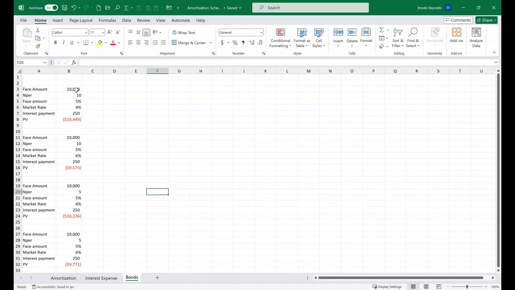And then bonds, you can see face amount, and then you can go and number of periods is 10, face amount is 5%, market rate is 4%. So if you were to sell that bond, if you had a $10,000 face amount bond and you got it with a 5% interest rate, you're going to discount those cash flow payments, and so you could actually sell the bond for more than what you lent out. Okay, but then you would, of course, forego all of those interest payments.